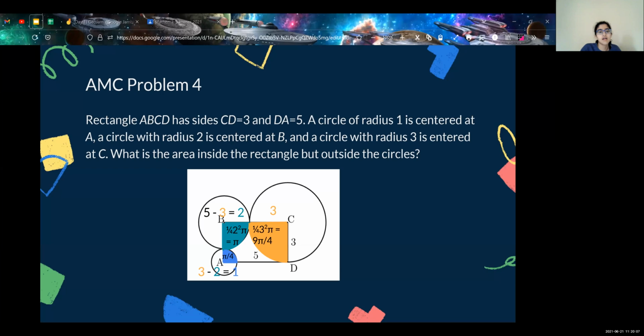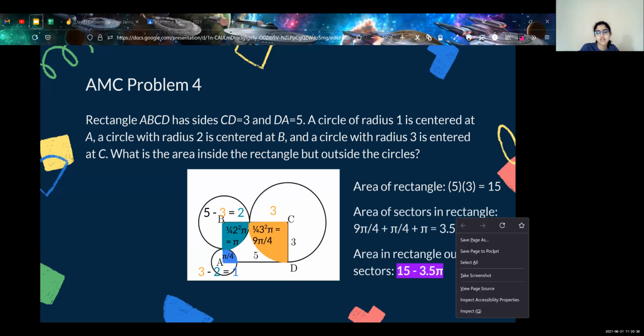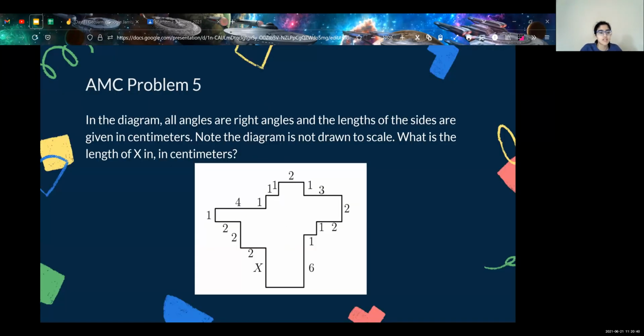So when we do the math, we get that the area of the parts that are inside the rectangle would be 10/4 pi plus pi, which is 14 pi over 4, which is 7 pi over 2, right? So 3.5 pi. And then we have to subtract that from the area of the rectangle, which would be 15. So 15 minus 3.5 pi would be our answer.